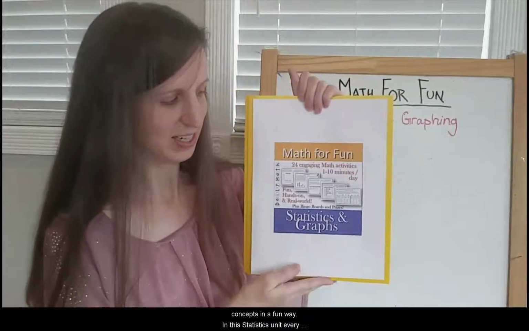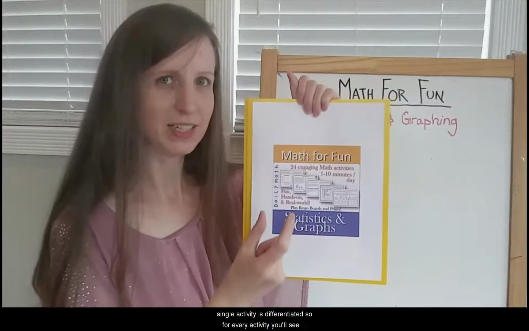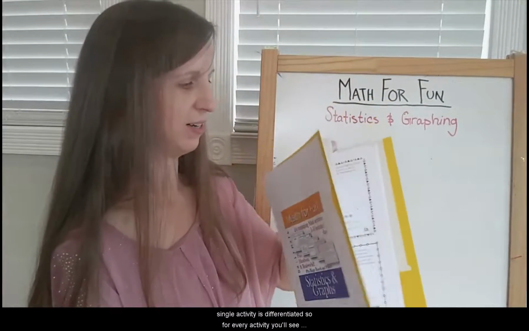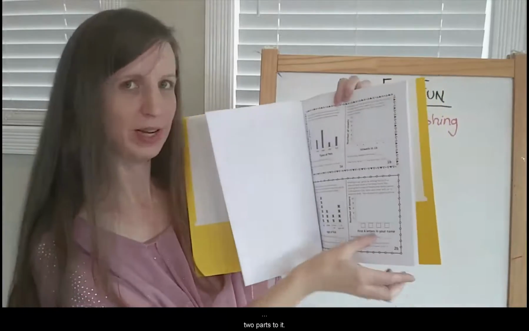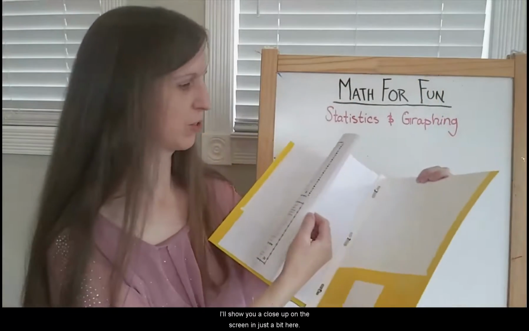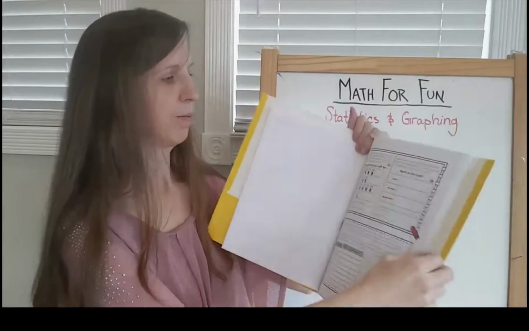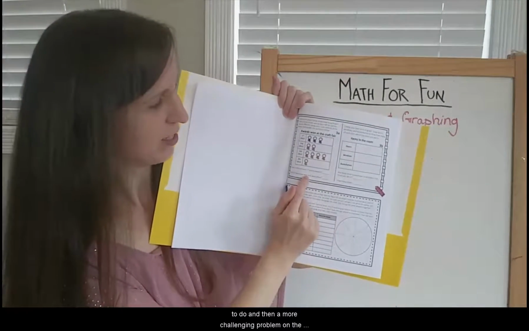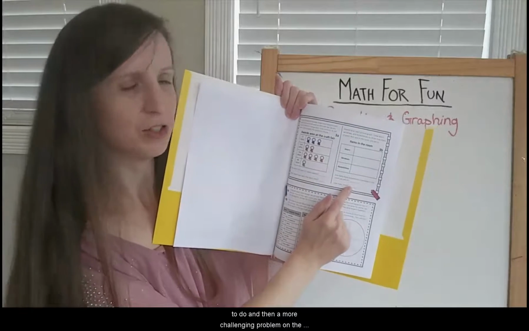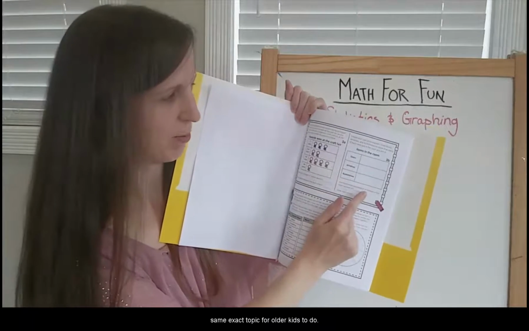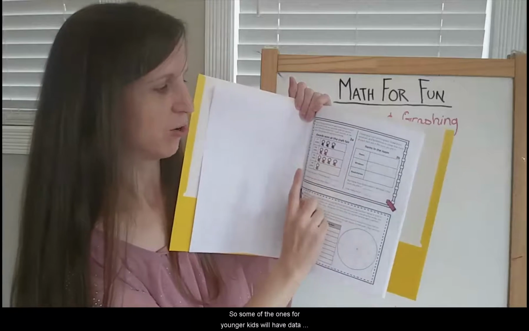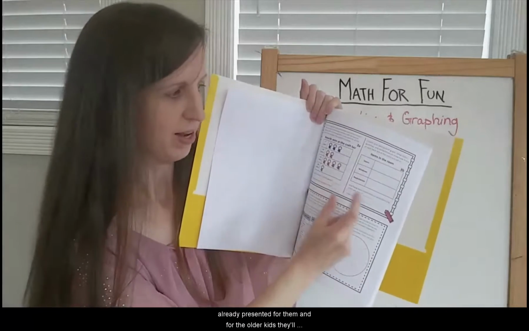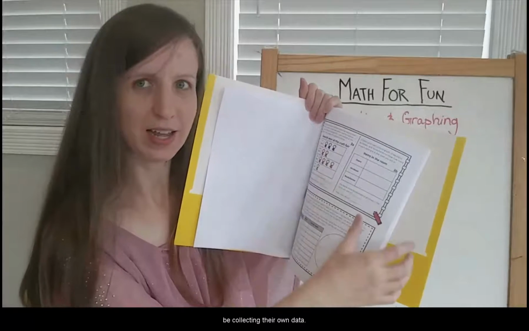In this statistics and graphs unit, every single activity is differentiated. So for every activity, you'll see 2 parts to it, and I'll show you a close-up on the screen in just a moment. Every part will have an intro that's easy for younger kids to do, and then a more challenging problem on the same exact topic for older kids to do. Some of the ones for younger kids will have data already presented for them, and for the older kids, they'll be collecting their own data.